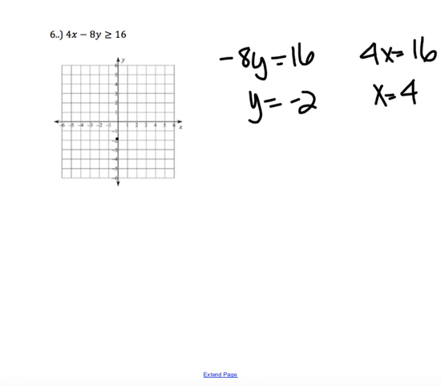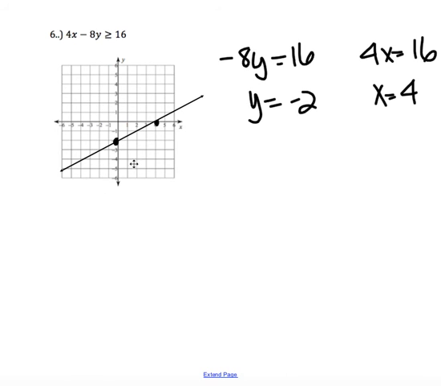I'm going to put my y-intercept at -2. My x-intercept is at 4. And now I have all of this is greater than or equal to 16, so I'm going to use a solid line for step 2. Adjust that a little bit. There we go.